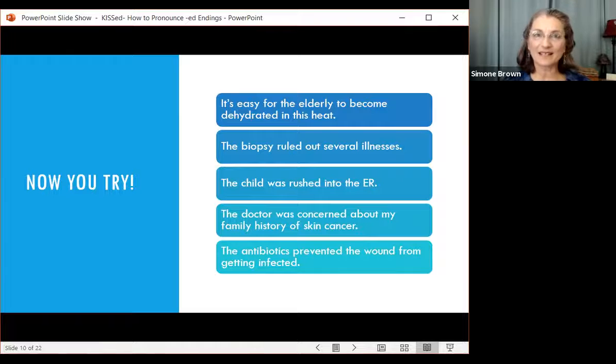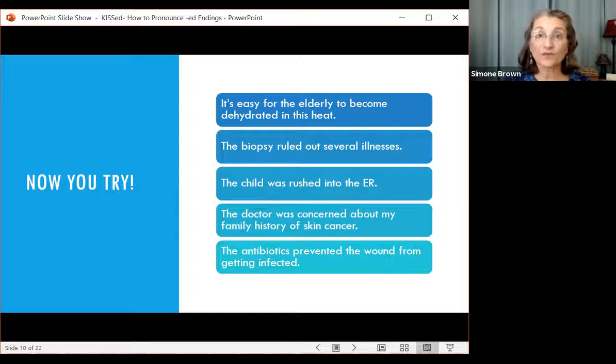What if I forget if it's T or D and I say the child was rushed into the ER? You can't hear it between the T and the D. No big deal. All right, the next one, concerned. So concern, so it's a D sound.